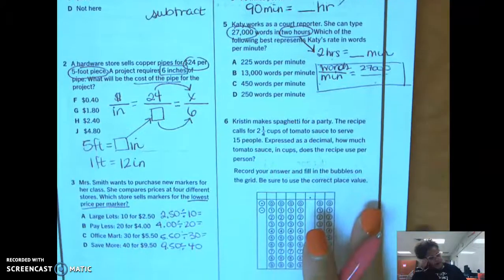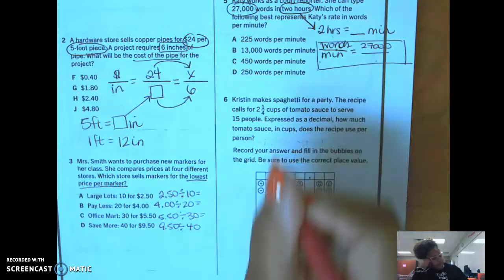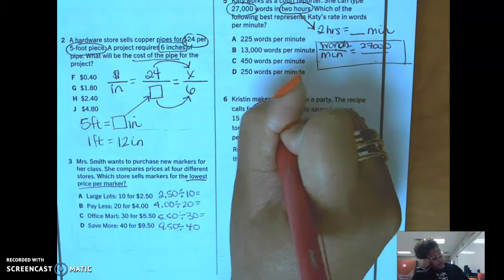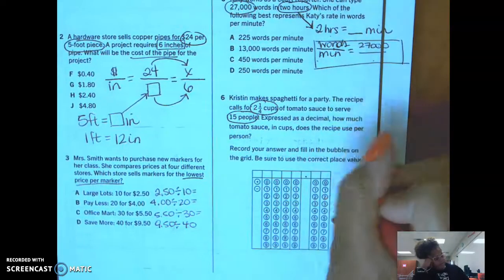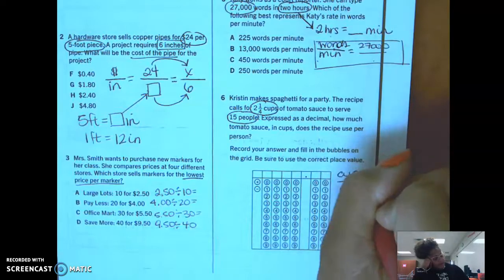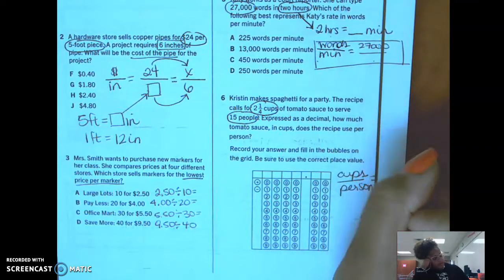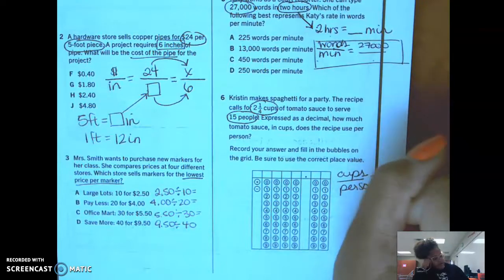Kristen makes spaghetti for a party. The recipe calls for 2 1/4 cups of tomato sauce to serve 15 people. Expressed as a decimal, how much tomato sauce in cups does the recipe use per person? 2 1/4, 15 people. Cups per person. So, 2 1/4 divided by 15.